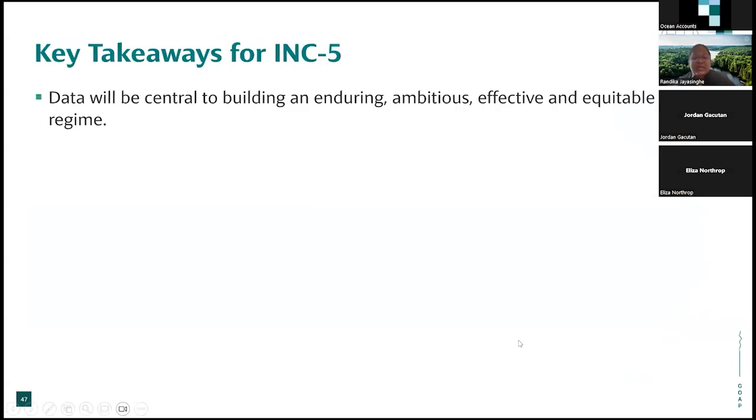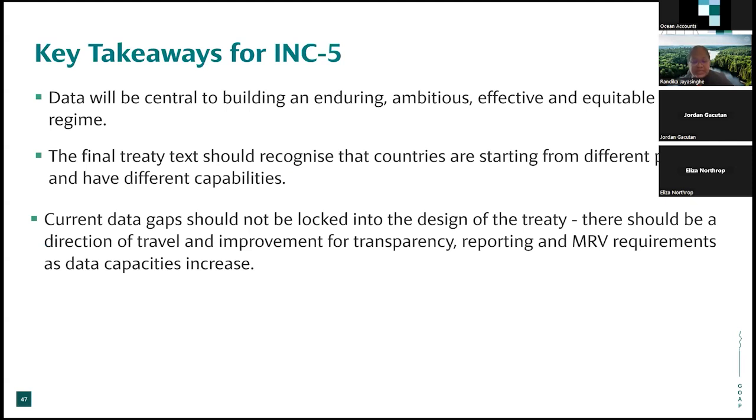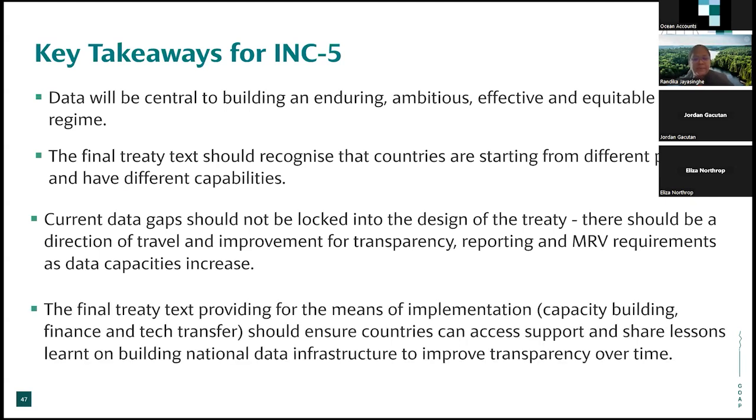So what are the key takeaways for INC 5? Data will be central to building an enduring, ambitious, effective, and equitable global regime. The final treaty text should recognize that countries are starting from different points and have different capabilities. Current data gaps should not be locked into the design of the treaty. There should be a direction of travel and improvement for transparency, reporting, and requirements as data capacities increase.